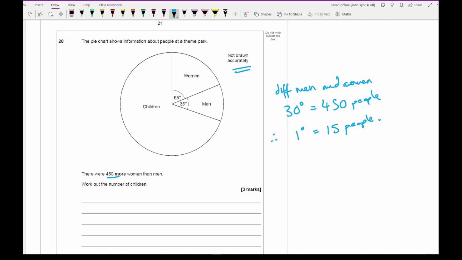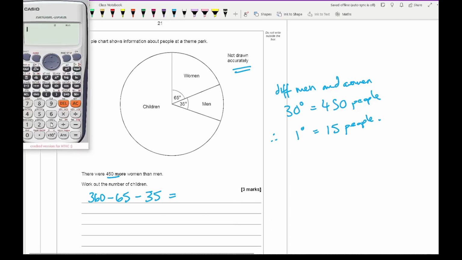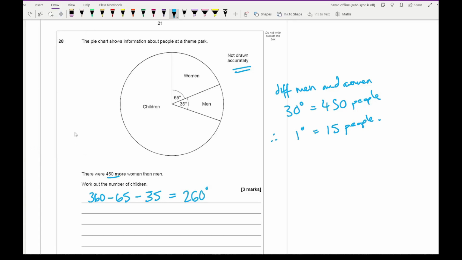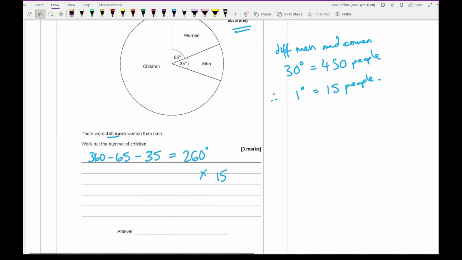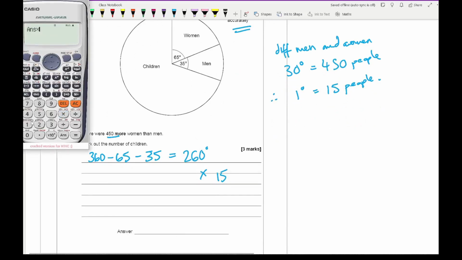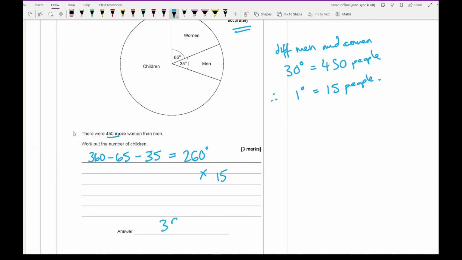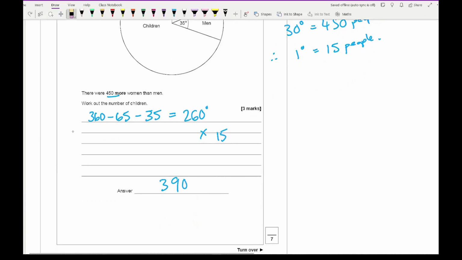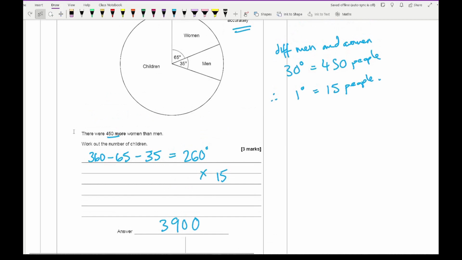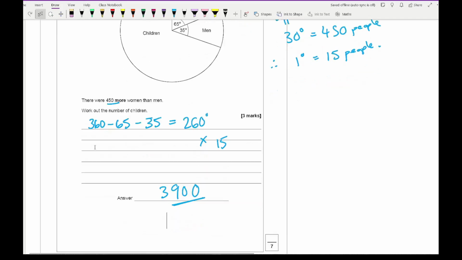Now from this, I know that the total circle adds up to 360 degrees. So if I take away the two known angles of 65 and 35, I get 360 minus 65 minus 35 equals 260 degrees. Now, if 1 degree is 15 people, I just need to times that by 15 and get my final answer. So 260 times 15 equals 3,900. Now that number does look big, but you've got to imagine that we don't know the number of men and women, just that the difference is 450, but also the children are the majority of this, so that answer does look correct.